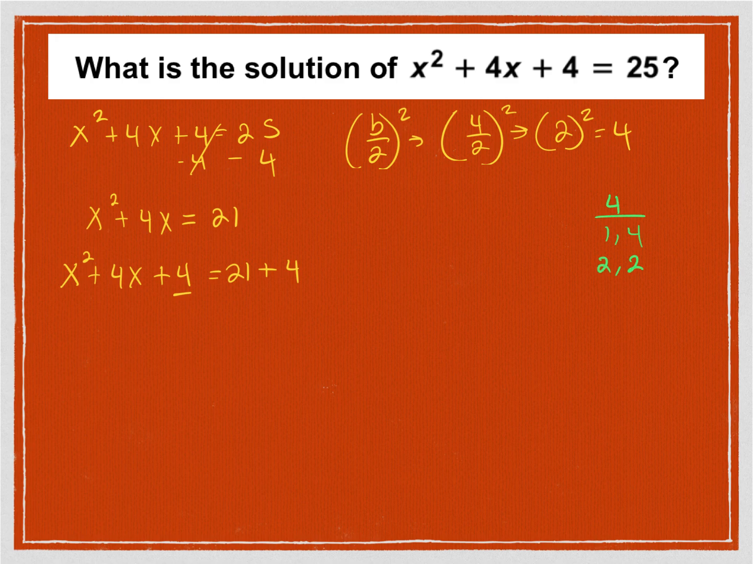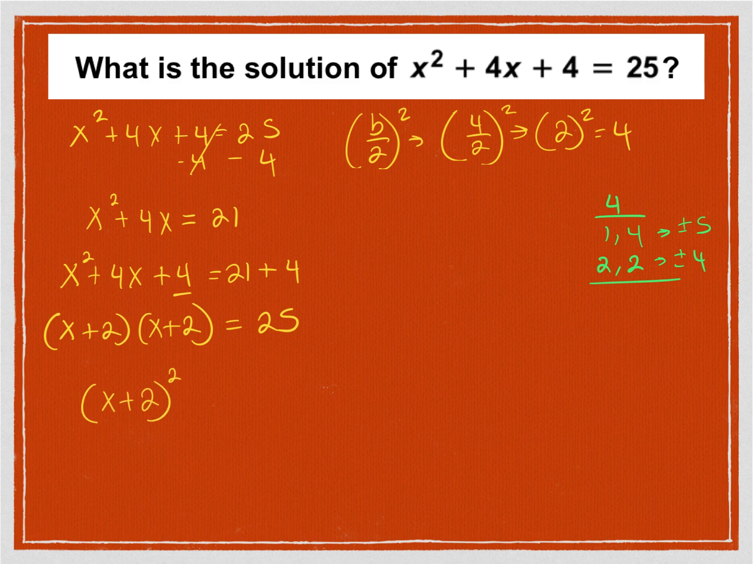We want them to multiply to a positive number, so we're going to add them. So this is either plus or minus 5. This is either plus or minus 4. The one that works is 2 and 2. So I'm going to be left with the parentheses, x plus 2, x plus 2. And I'm going to combine the 21 and the 4 to get 25. Now, notice how x plus 2 and x plus 2 are the same. So I'm going to rewrite them into x plus 2 squared equals 25.